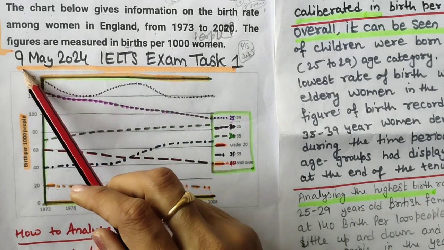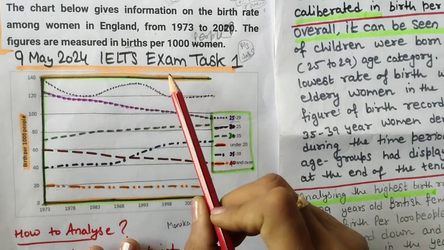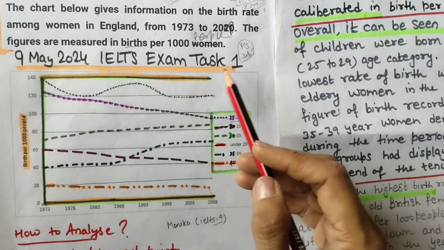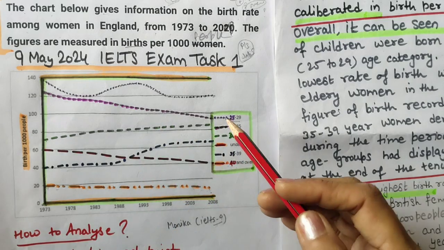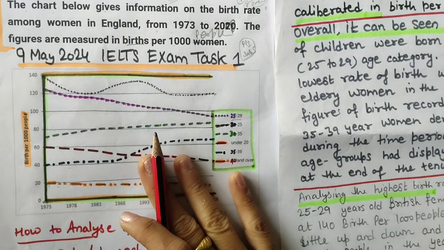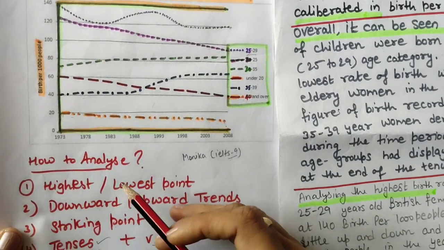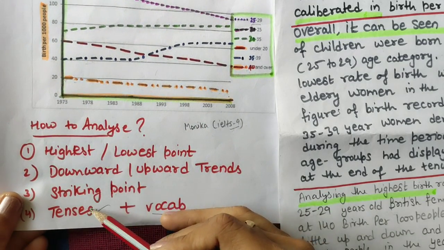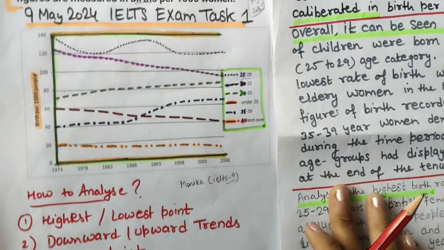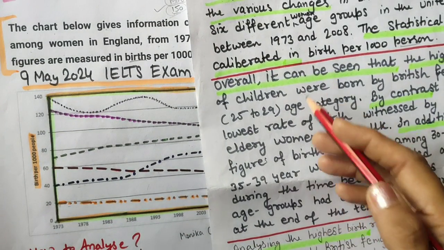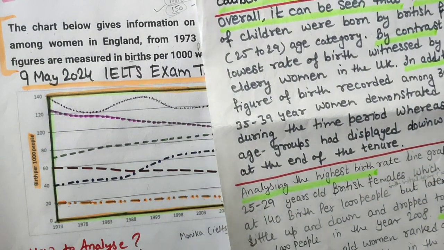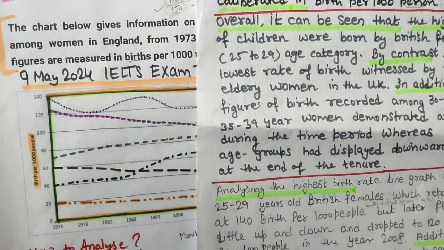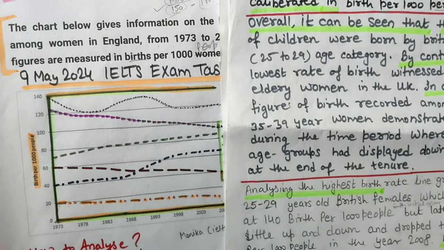So you can see this date, 9th May 2024 IELTS exam that was held in India. The writing task question reported was this line graph. In this video, I am going to tell how to analyze this line graph. We will see all the things, tense and vocabulary definitely, and how to write the introduction, overall paragraph, and body detail paragraphs. Everything I will share with you, and let's look at the graph vocabulary first.